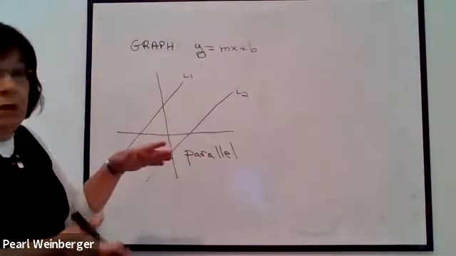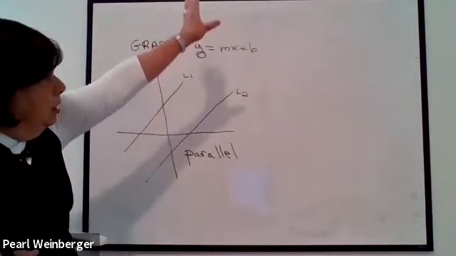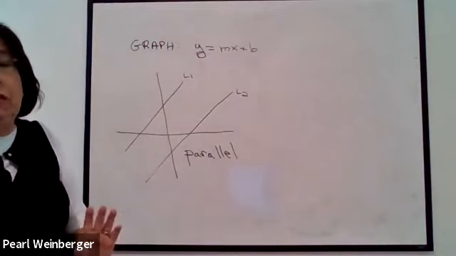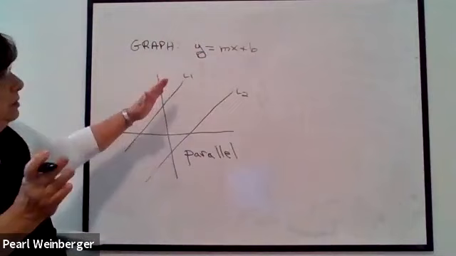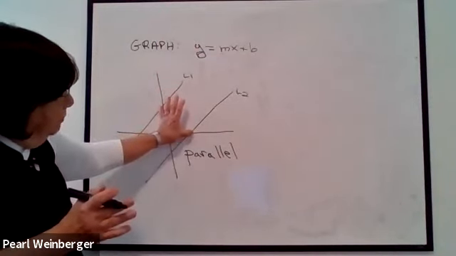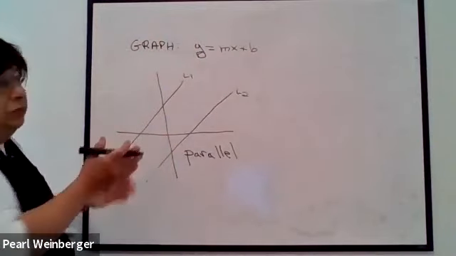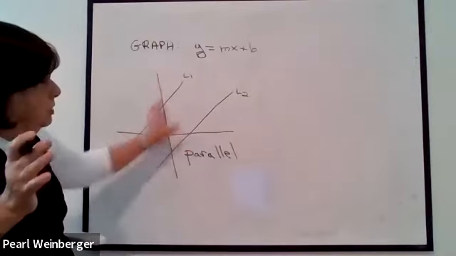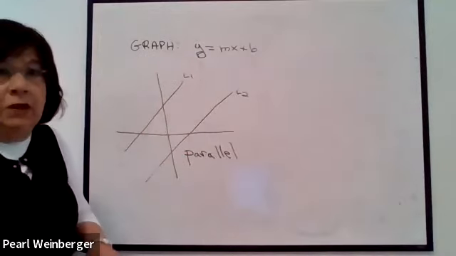Parallel lines are lines that no matter how far you extend them, going up, up, up, or down, down, down, they'll never touch. They'll never meet. They're always exactly the same amount apart. They never get closer and closer together. They stay the same amount apart so that no matter how far you extend them, they would never meet.